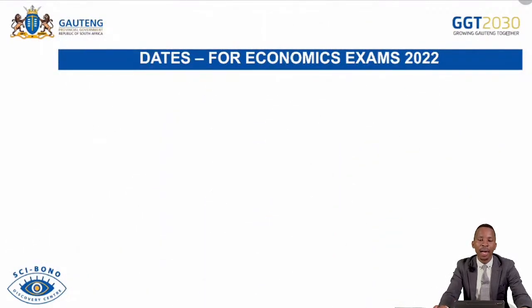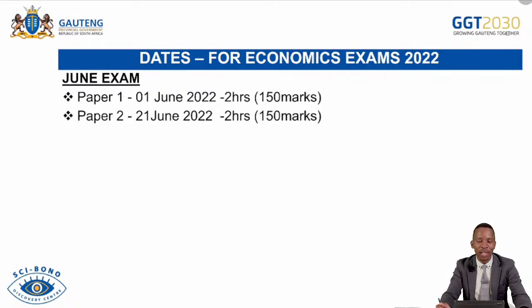So the following are the economics dates for examination. We'll talk about dates for the upcoming assessment, which is June, and also dates for the preparatory examination, including the final examination. So the June examination, paper 1, will be written on the 1st of June 2022. The paper is 2 hours.